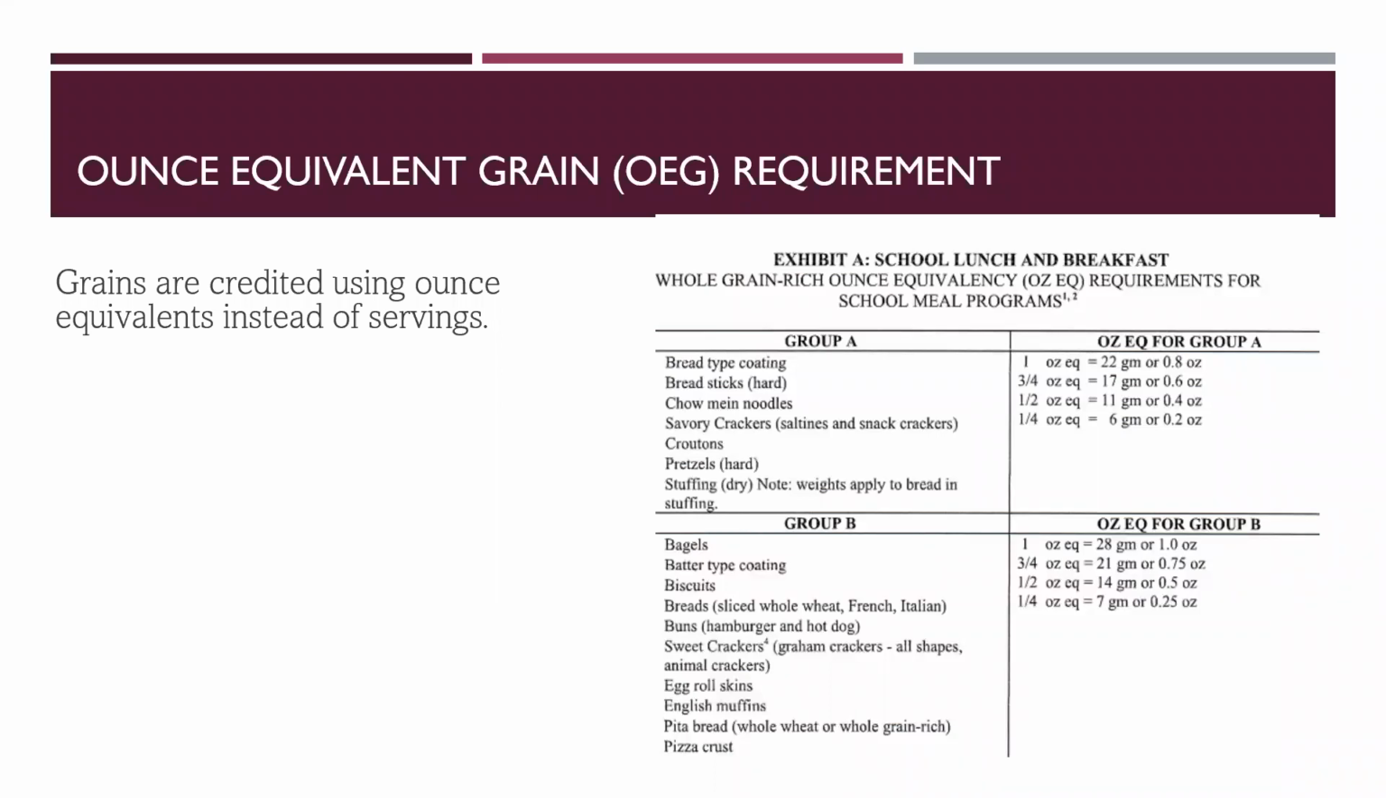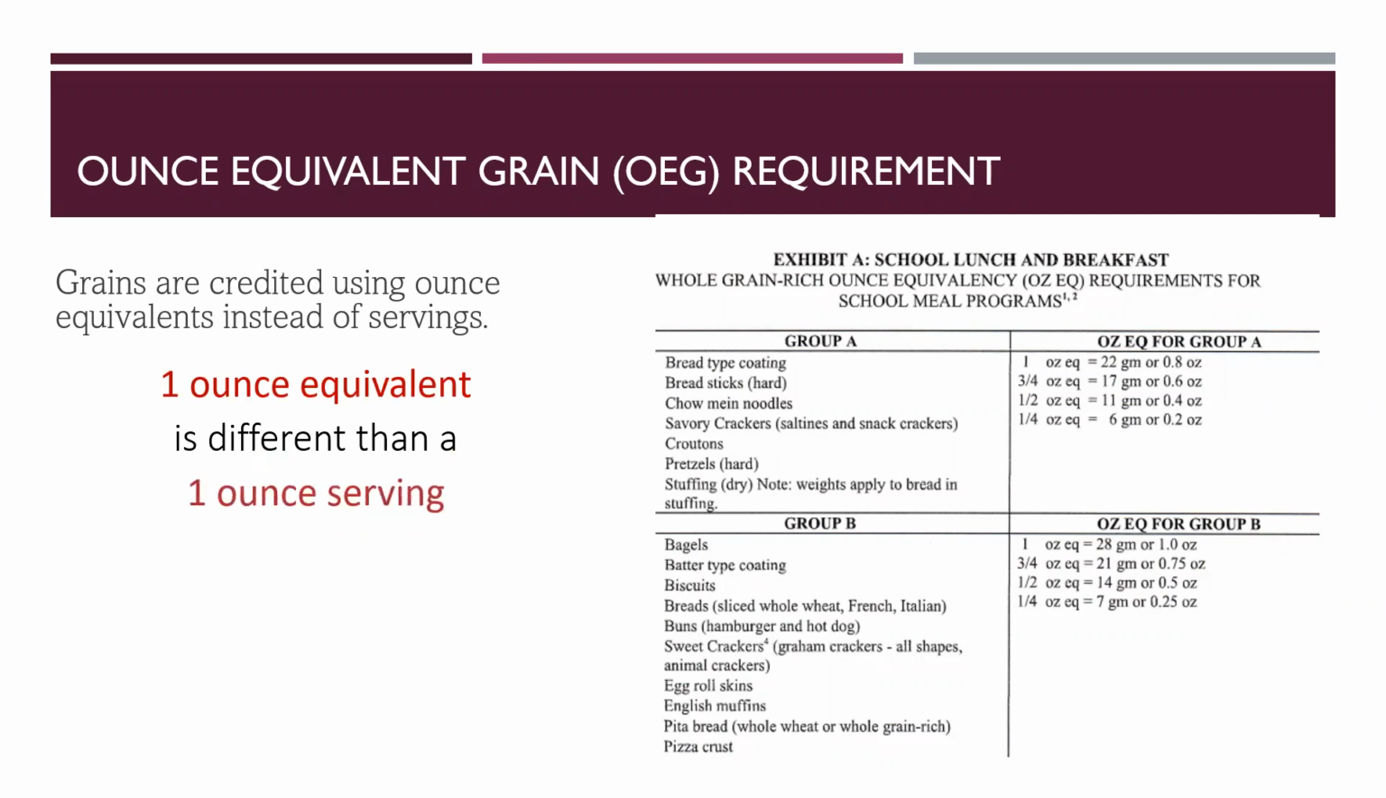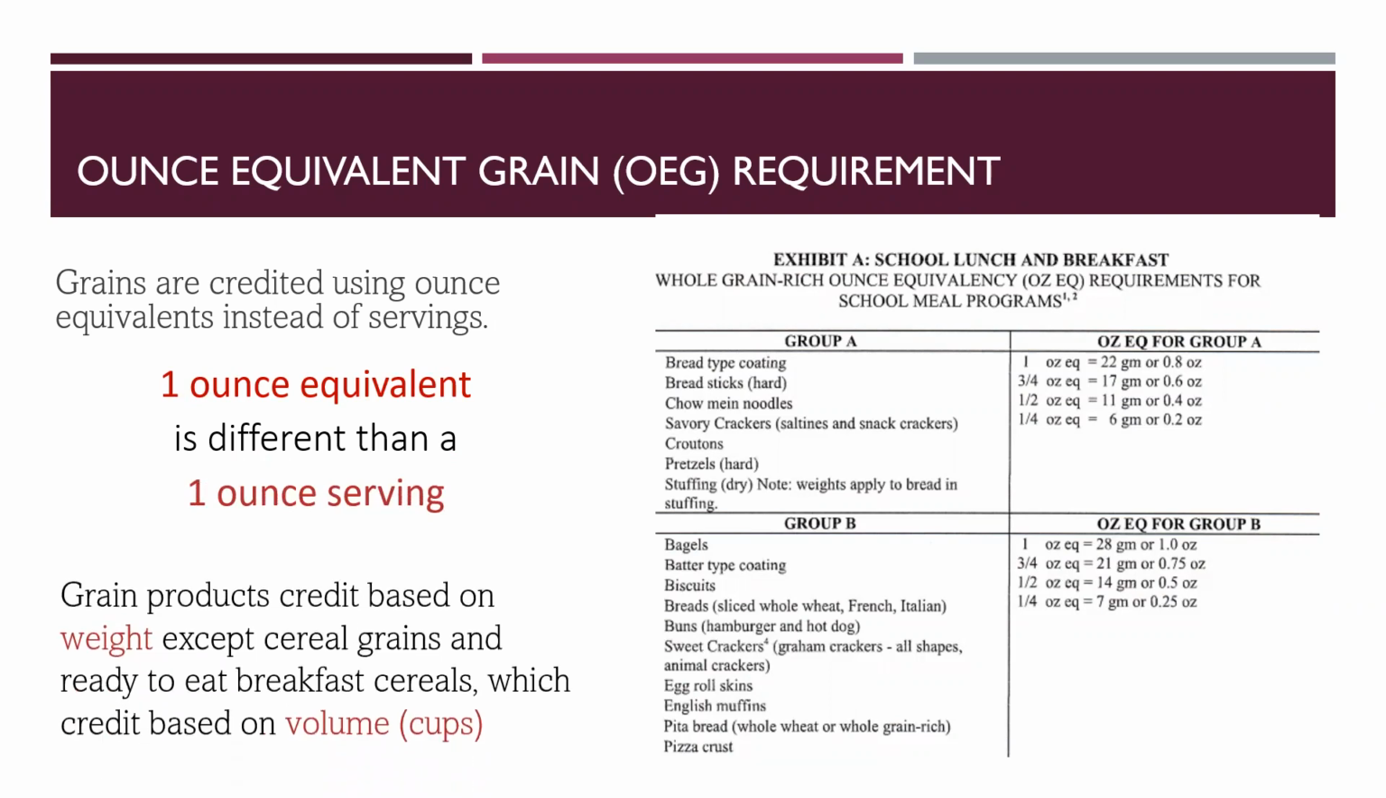Grain products credit using ounce equivalent instead of servings. A 1 ounce equivalent is different than a 1 ounce serving. Grain products credit based on weight, except for cereal, grains, and ready-to-eat cereals, which credit based on cups.